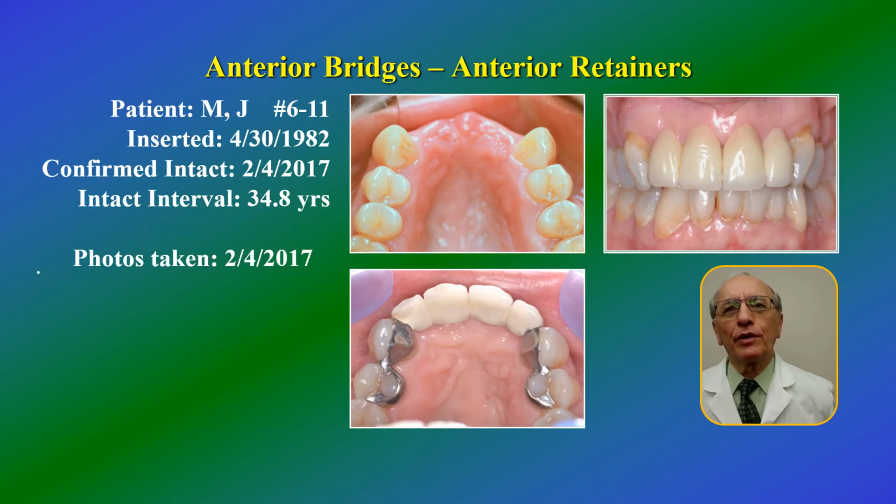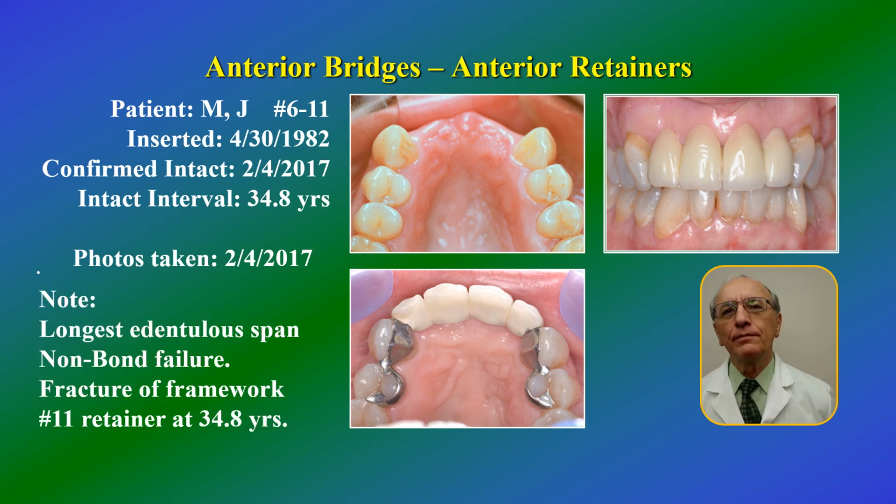My favorite bridge for testing longevity of Maryland bridges, almost 35 years. Long edentulous span with a cantilever effect due to the curvature of the pontic segment. This was not a bond failure, but fracture of the framework at the mesiolingual line angle of the upper left canine. This failure encouraged additional thickness of metal at abutment pontic transition. The patient was retreated with 2 implants and a 4-unit implant supported bridge. The implant option was not available at the insertion of the bridge.